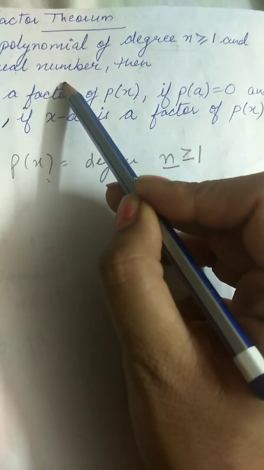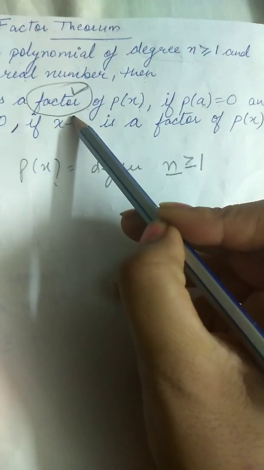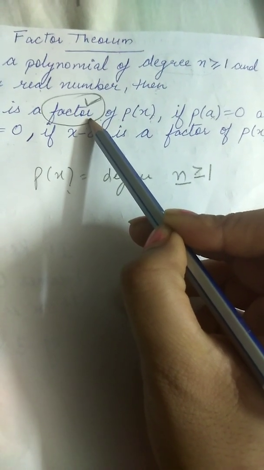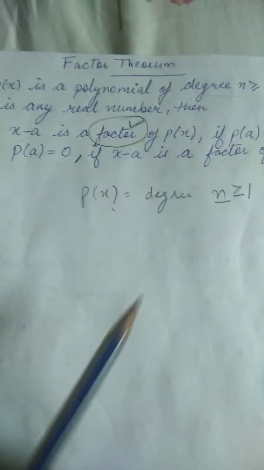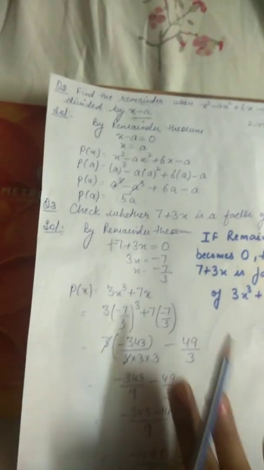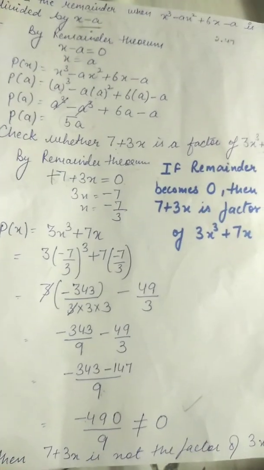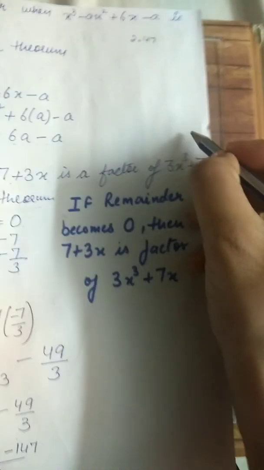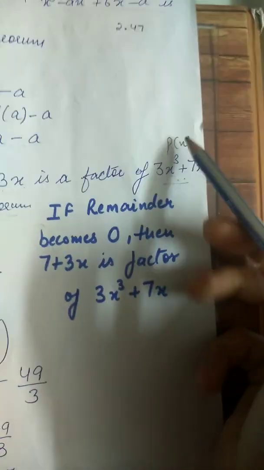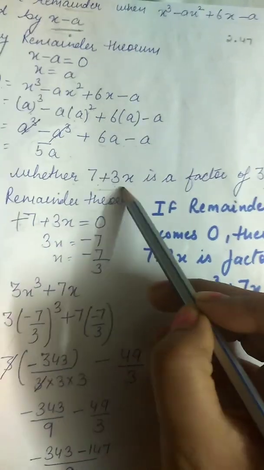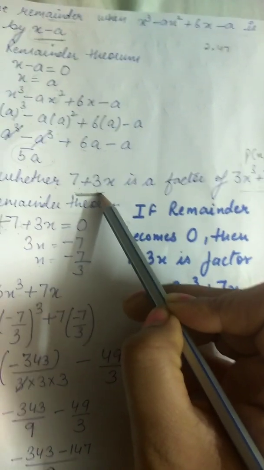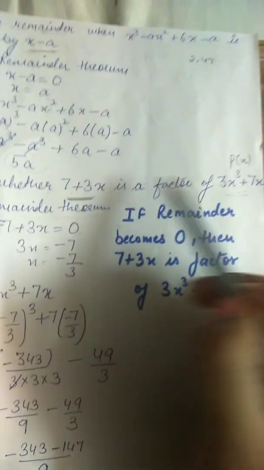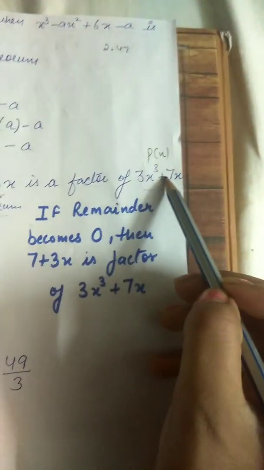Now this factor word you have already done before. Yes, in our previous video we have done this question, question number 3. Check whether 7 plus 3x is a factor of this polynomial. So here this is your p(x) having degree 3 and this is your x plus a. Okay, and what we have to prove? We have to check whether this is a factor or not.